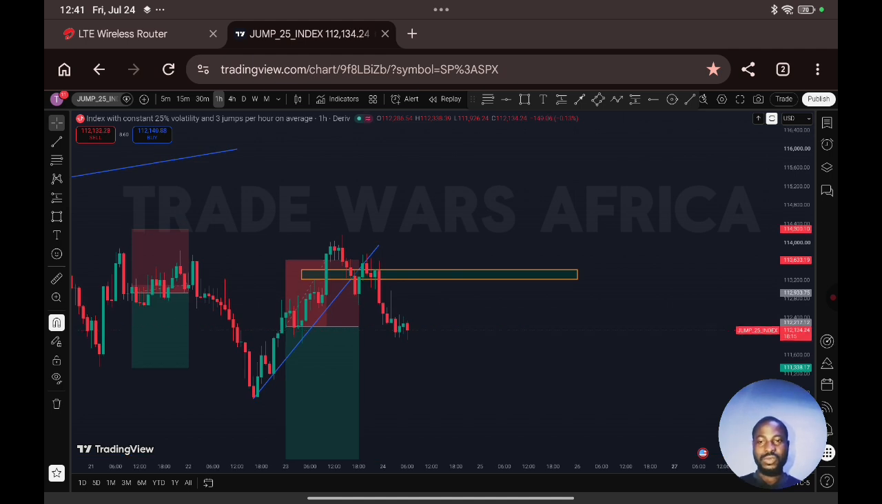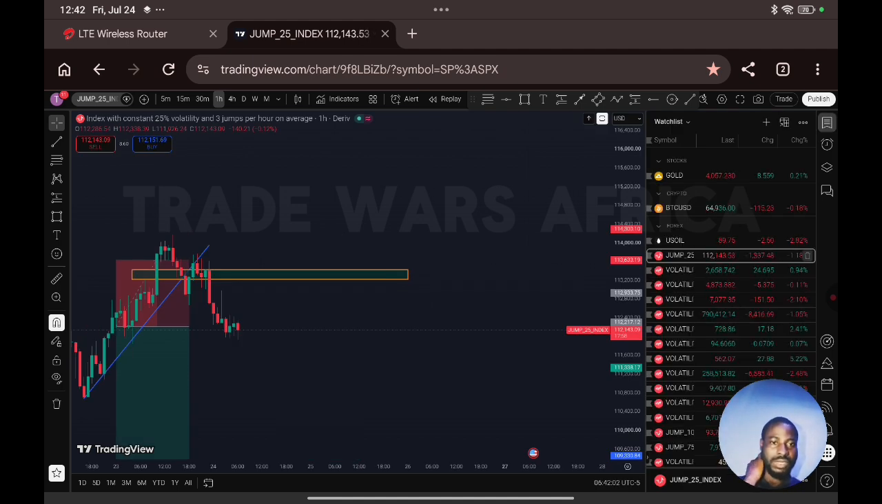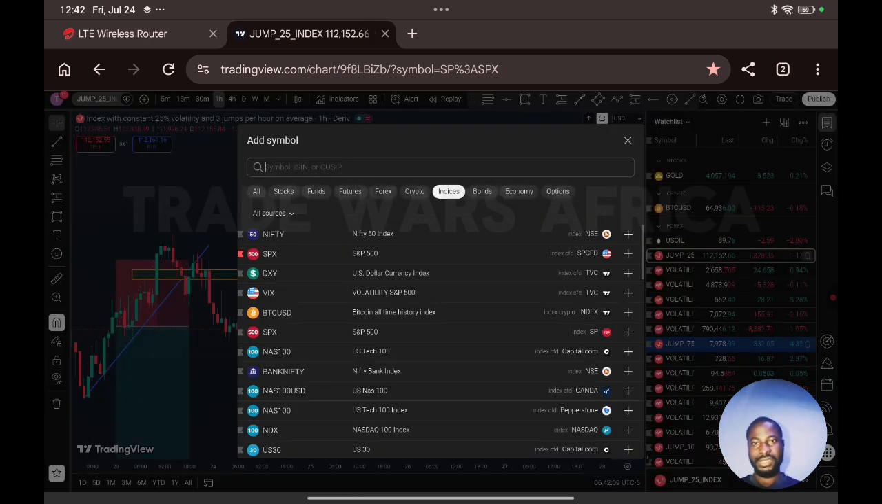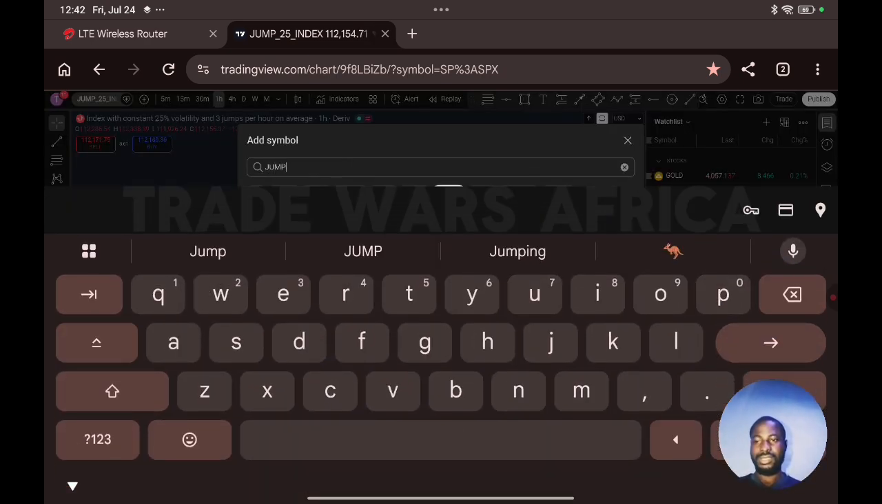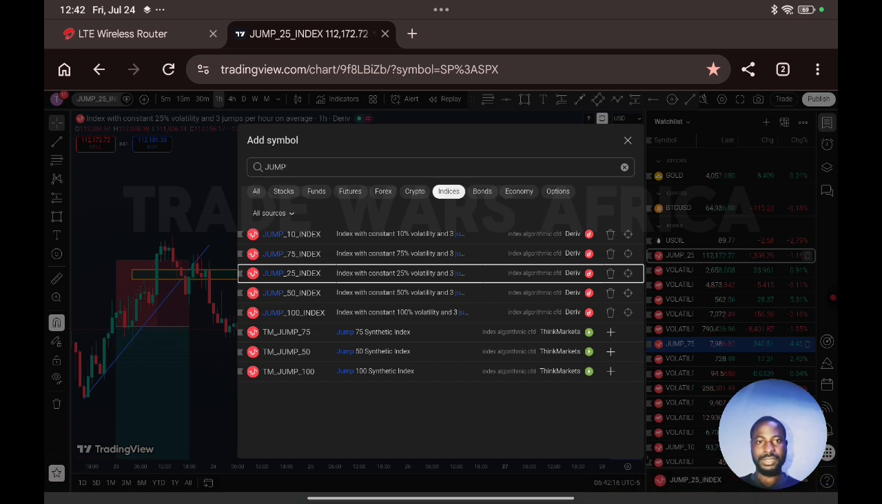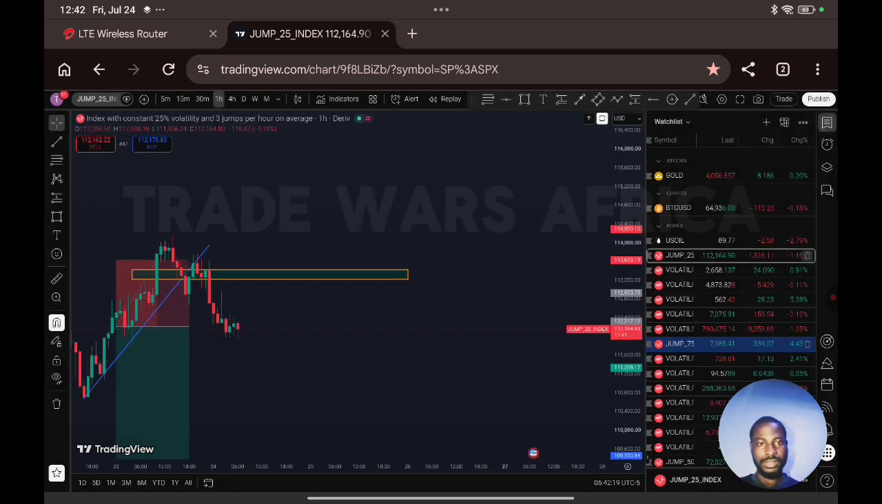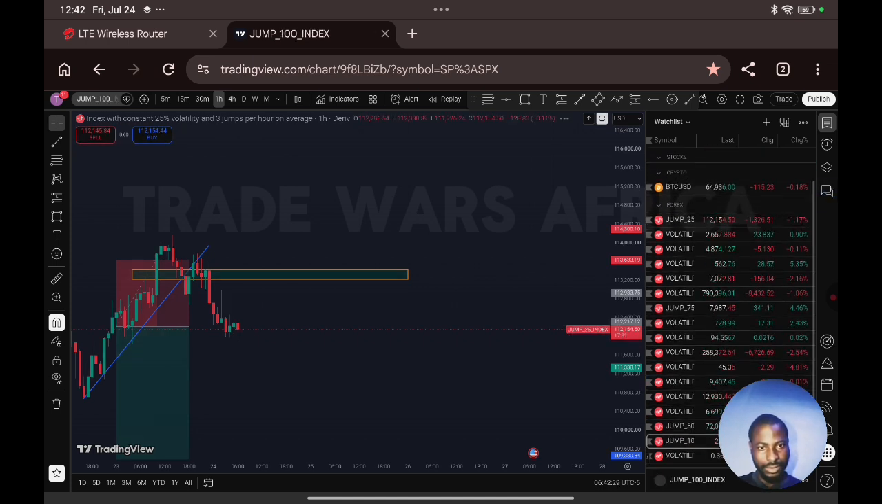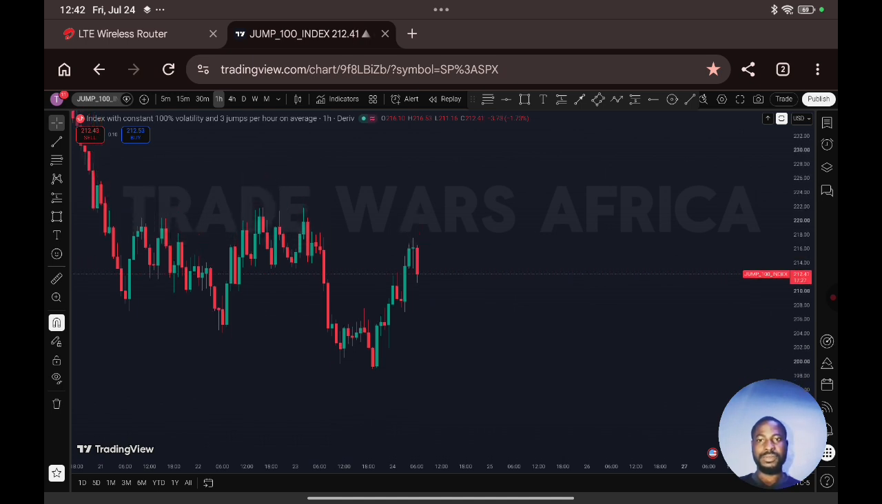So we'll wait for this candle to close and get to this zone and give us a confirmation that it's coming down by giving us a rejection candle on this zone. That's what we're waiting for presently. Another one I want us to check is, let me see if I can, Jump 10. Yeah, Jump 10 is there already. So this is Jump 10.